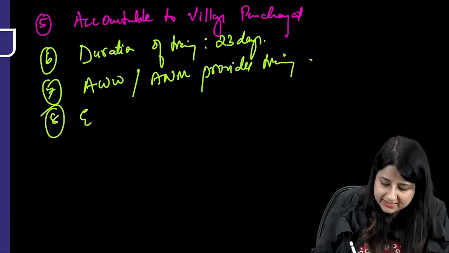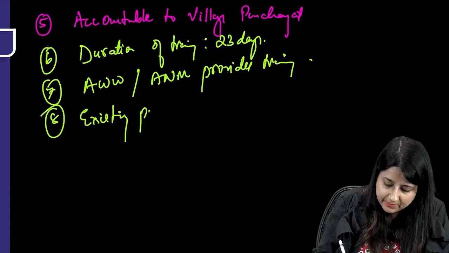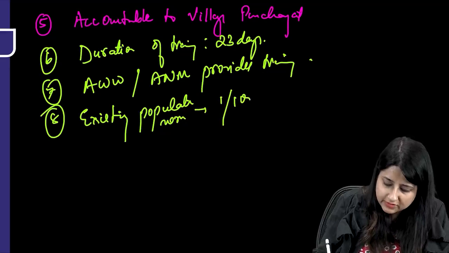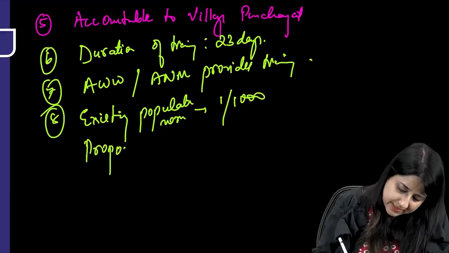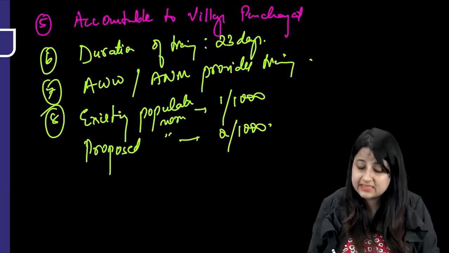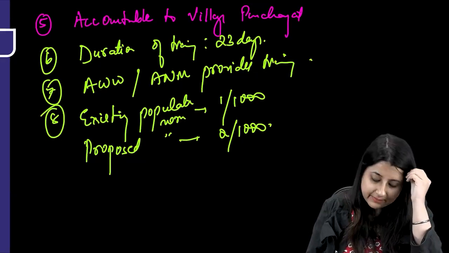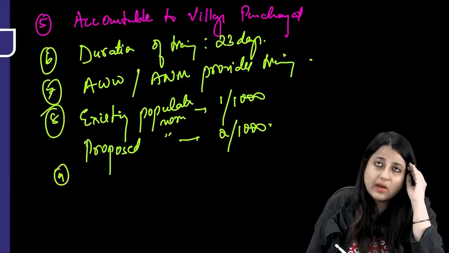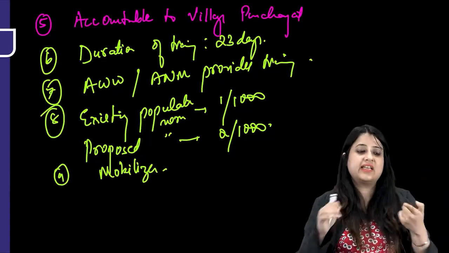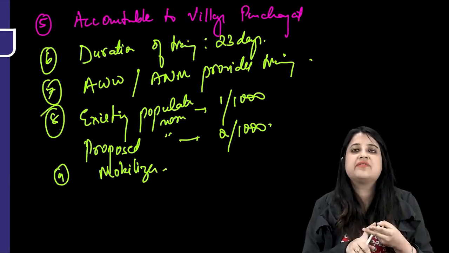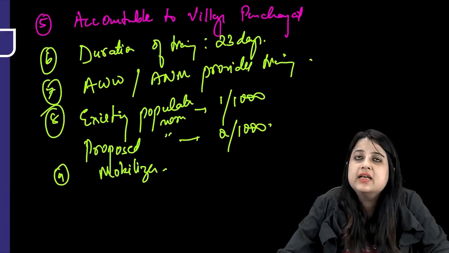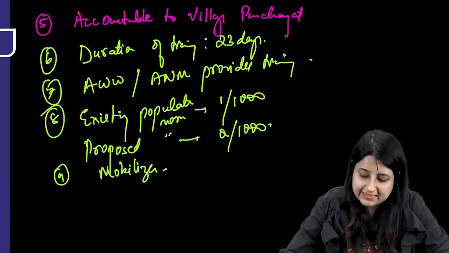All right. Then what is the existing population norm? Please remember, existing population norm, everybody, is 1 per 1,000. And what is the proposed population norm? So the proposed population, guys, is 2 per 1,000. Okay. These are some points for ASHA worker which can come in your exam. One more point, what is her main function? She is a mobilizer. Please remember, she cannot do deliveries. She cannot give vaccines, but she collects women for deliveries, and she also collects every child to get them vaccinated, and pregnant females.